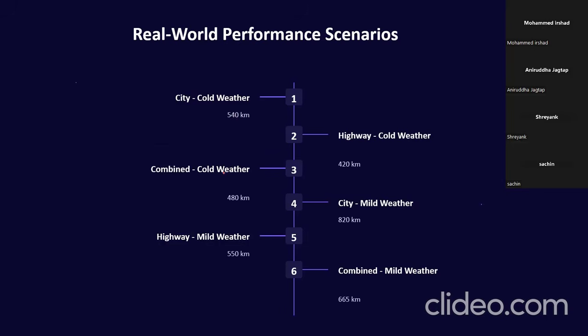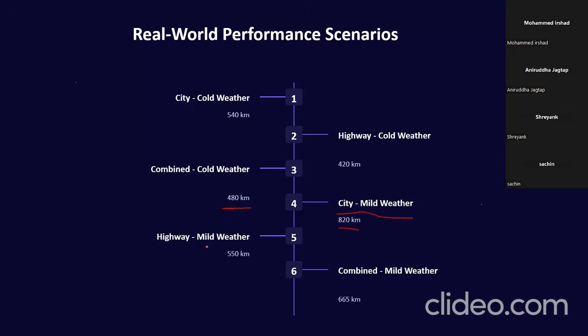Okay. So in city driving condition, in cold weather, you can expect around 540 kilometers of range. On the highway, in the same cold weather, you can expect 420 kilometers of range, because on the highway we drive at higher speed, right? And higher speed will consume more energy, and that's why this range got reduced. If you are driving in a combination of city and highway mode, in that condition you can expect around 480 kilometers of range.